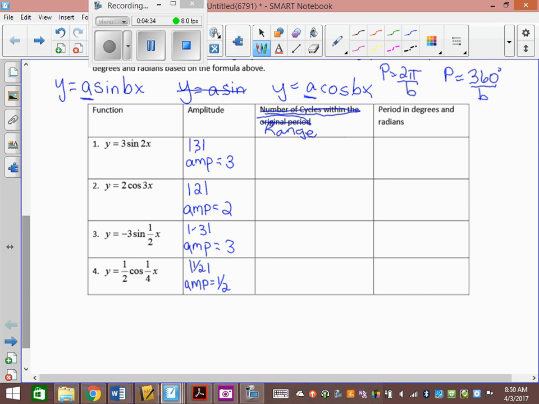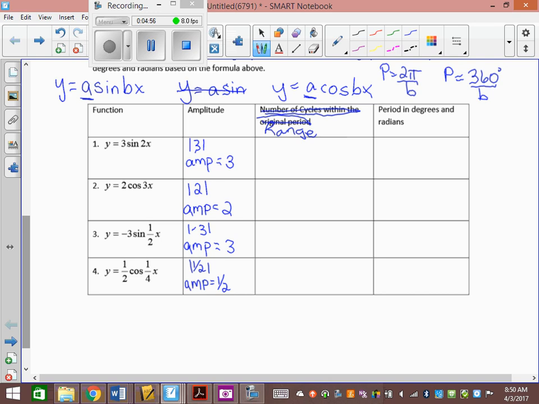Now, why would our horizontal stretch change the period of our graph? If we're from 0 to 2 pi, which is what a normal sine and cos graph are, from 0 to 2 pi before they repeat themselves, why would the horizontal stretch change how a graph repeats itself?